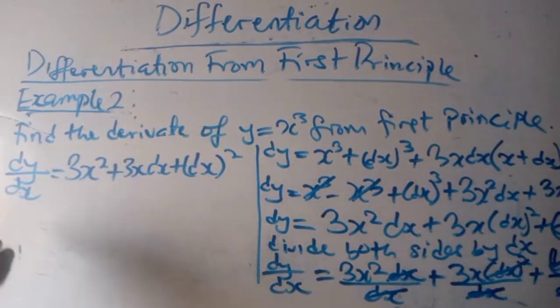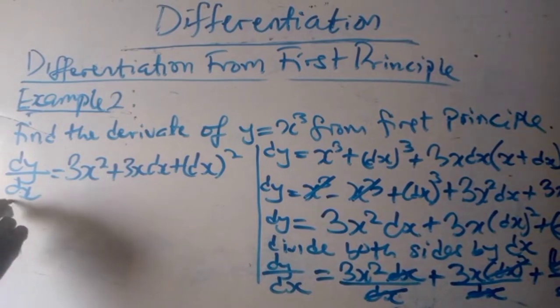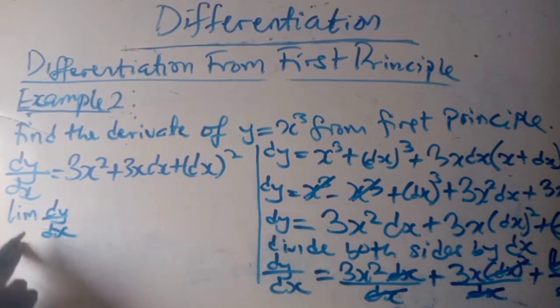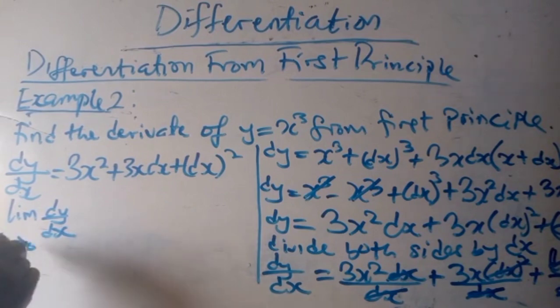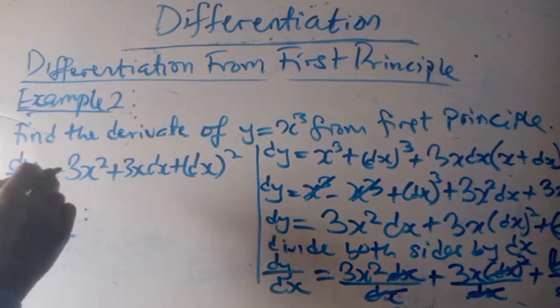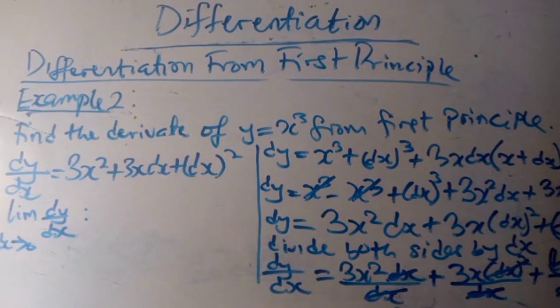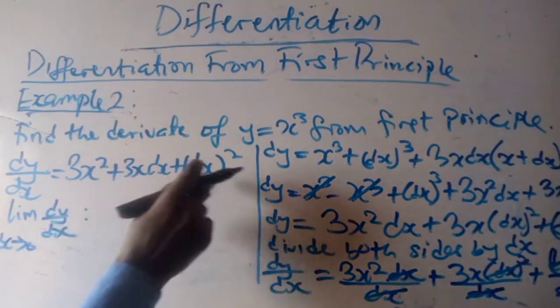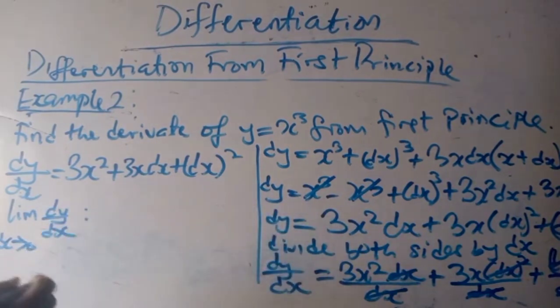We find the limits. Find the limits of dy dx when dx approaches 0. So what does that mean? It means wherever we find dx in this expression, we replace it with 0.